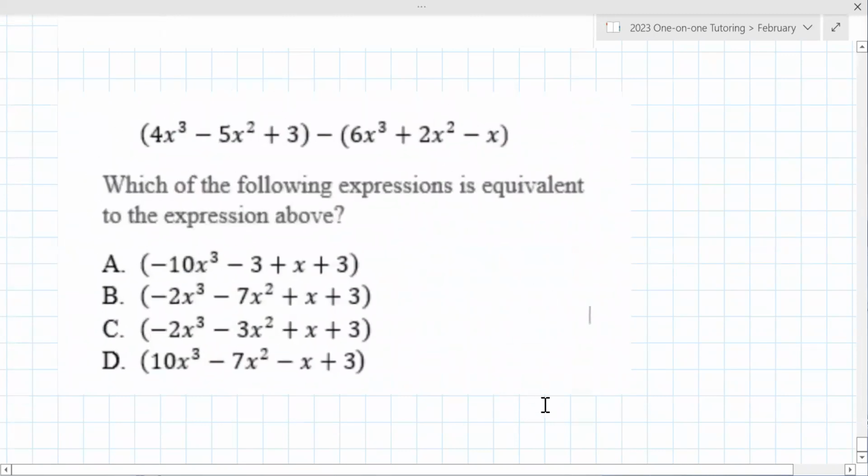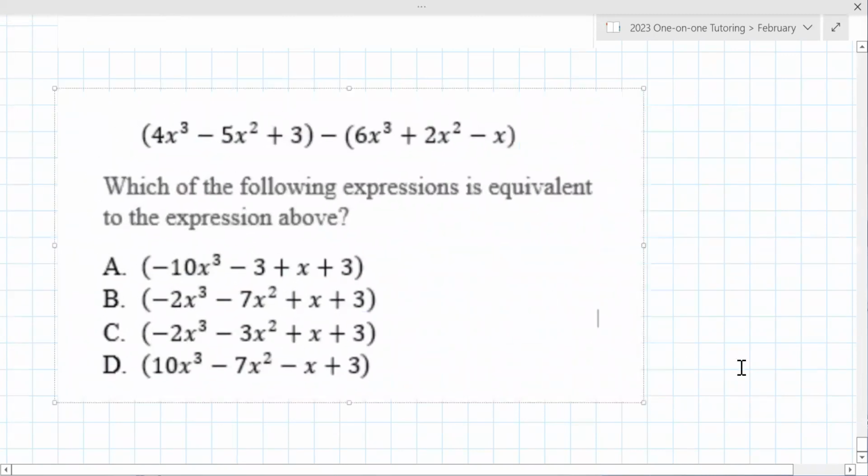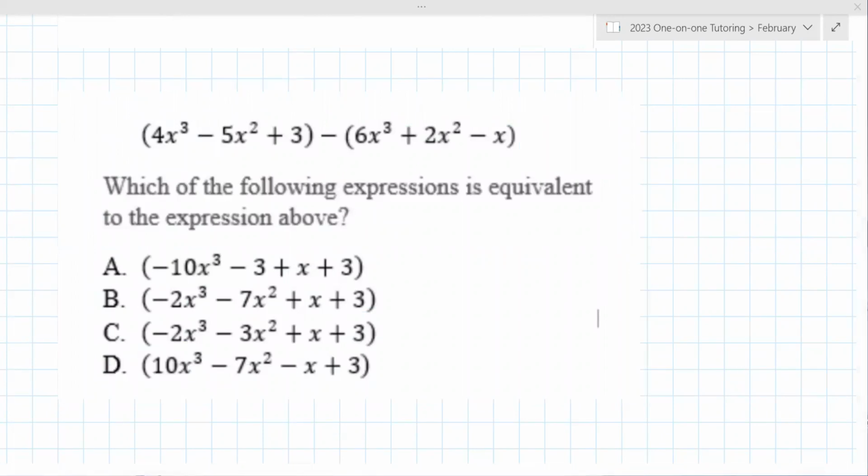All right. Go ahead and take a look at this one, see what you come up with. Is this one simplifying? Yeah, they're all simplifying. They're all doing the same thing. When it says equivalent, it means after you've simplified, which one looks like it.